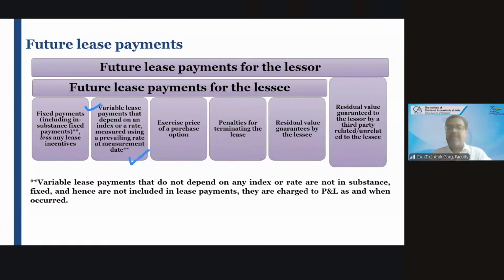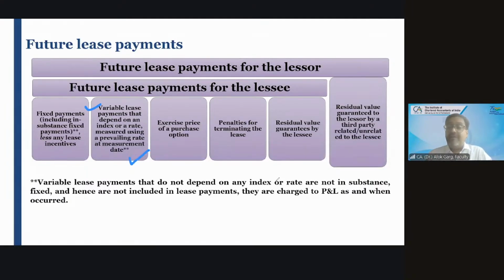So in this example, in the first year when the turnover is 10 lakh and 5% comes out at 50,000, what is my fixed rent and what is my variable rent? 1 lakh rupees is the fixed rent, Ria. Variable rent is 50,000 rupees. So variable rent means this 5% portion, which depends on the turnover.